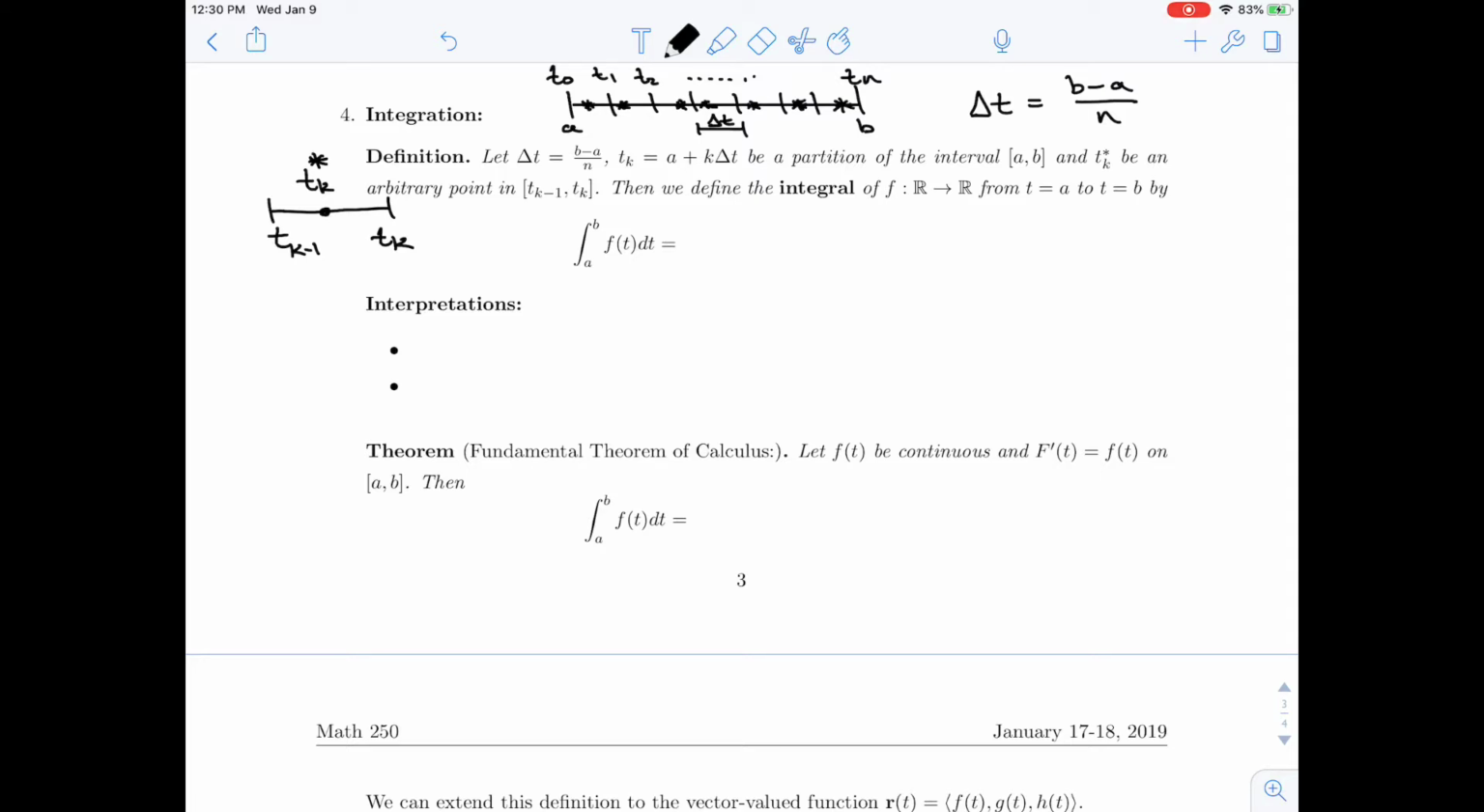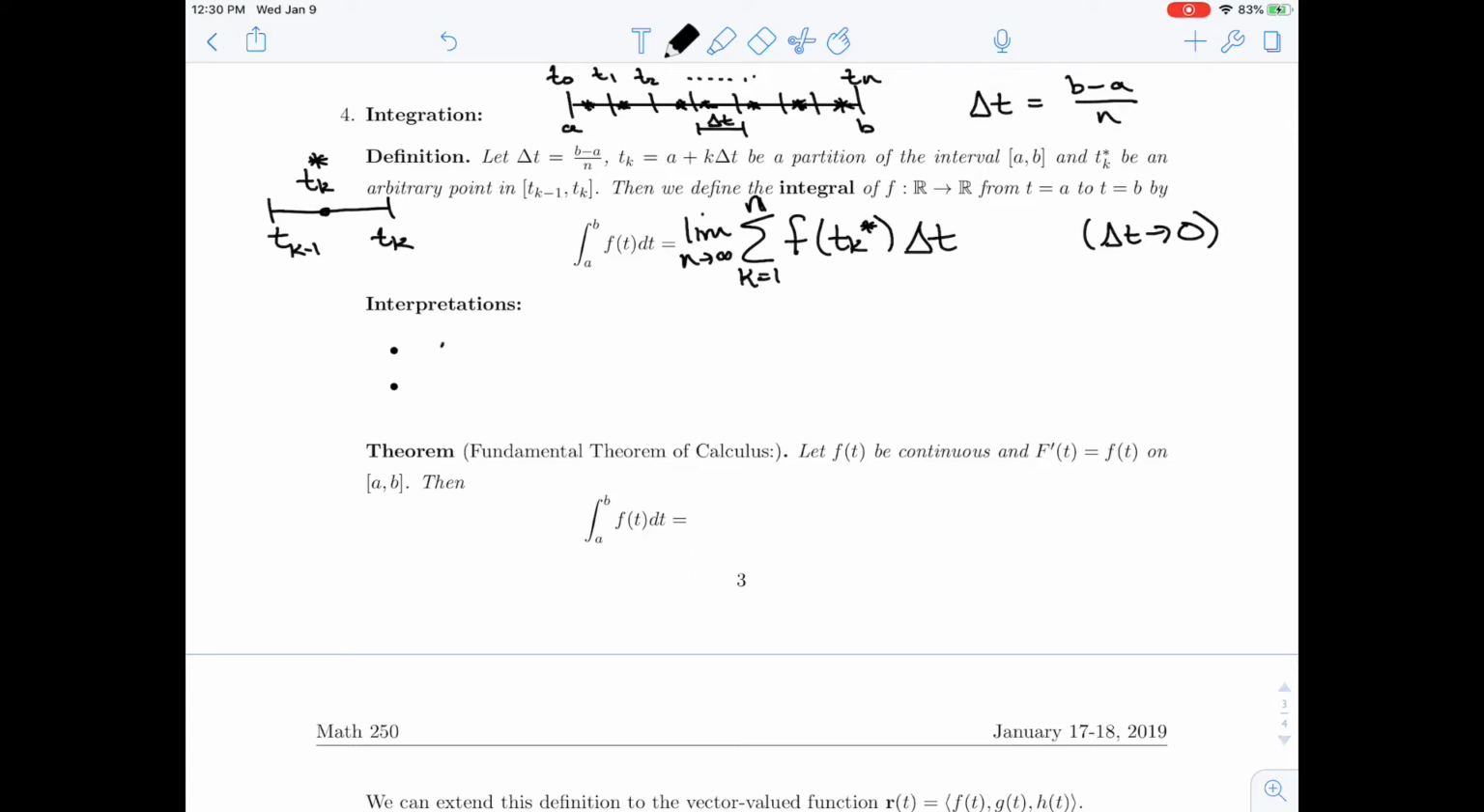Then when we want to define the integral, we want to sum our function f evaluated at that t k star times delta t. We're going to sum that from k equals 1 to n. But that's just a Riemann sum. If we want that to be an integral, we're going to want to take the limit as n goes to infinity. Of course, that will let delta t go to 0.